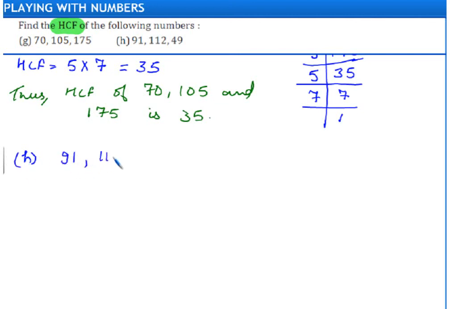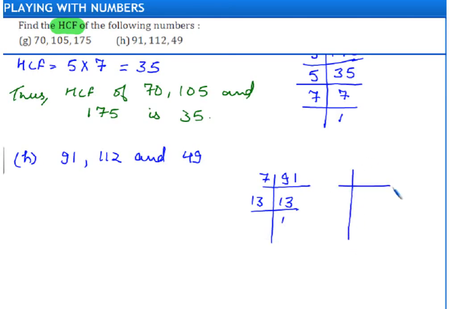91, 112 and 49. We have to find the highest common factor of these numbers. First let us find the factors of 91. Now 7 is the smallest prime number which divides 91, and 7 into 13 is 91, and 13 is a prime number, so 13 ones are 13.